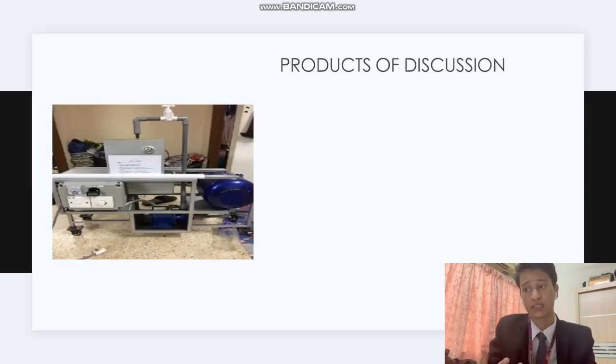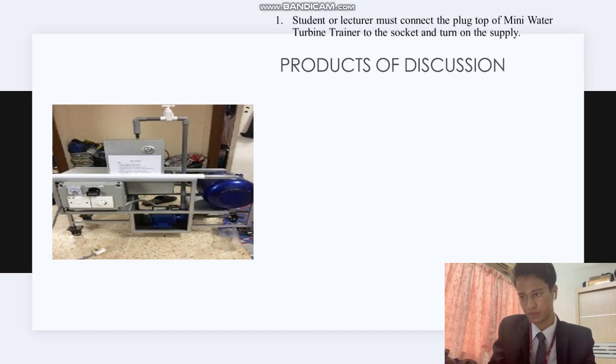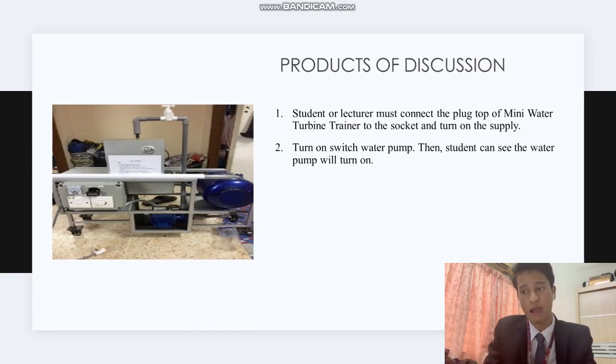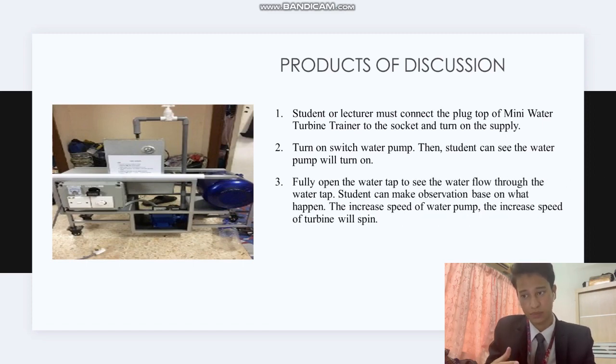So, products of discussion. First, students or lecturers must connect the plug of the mini water turbine trainer to the socket and turn on the supply. Secondly, turn on the water pump switch, then students can see the water pump turn on. Third, fully open the water tap to see the water flow through the tap. Students can make observations based on what happened.